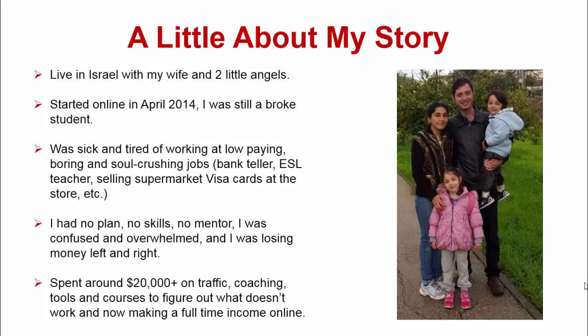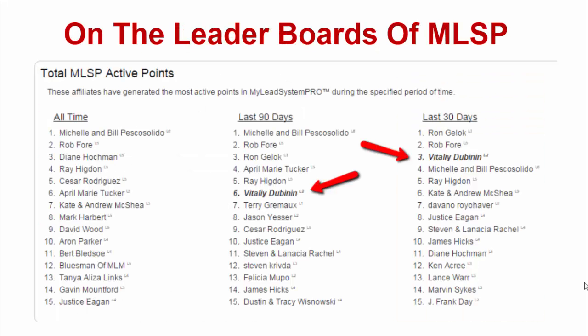And I spent around $20,000 plus on traffic, on coaching, on tools, on different courses, going to live events to figure out what doesn't work. Because a lot of times that's what you want to do. Figure out what doesn't work. And now I'm making a full-time income online that just keeps growing and growing. I've been featured on the leaderboards and hitting the top spots of MLSP, My Lead System Pro, the number one attraction marketing system for home business entrepreneurs with tens of thousands of members.